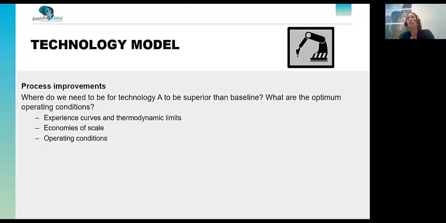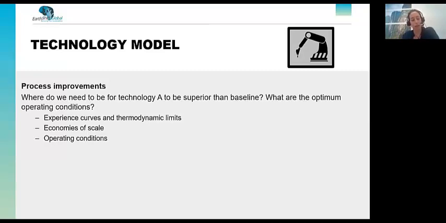So I'm putting these different efforts into what I'm calling process improvements. And there are different ways you could explore how the processing of a product or a technology could improve. And this is not set in stone.